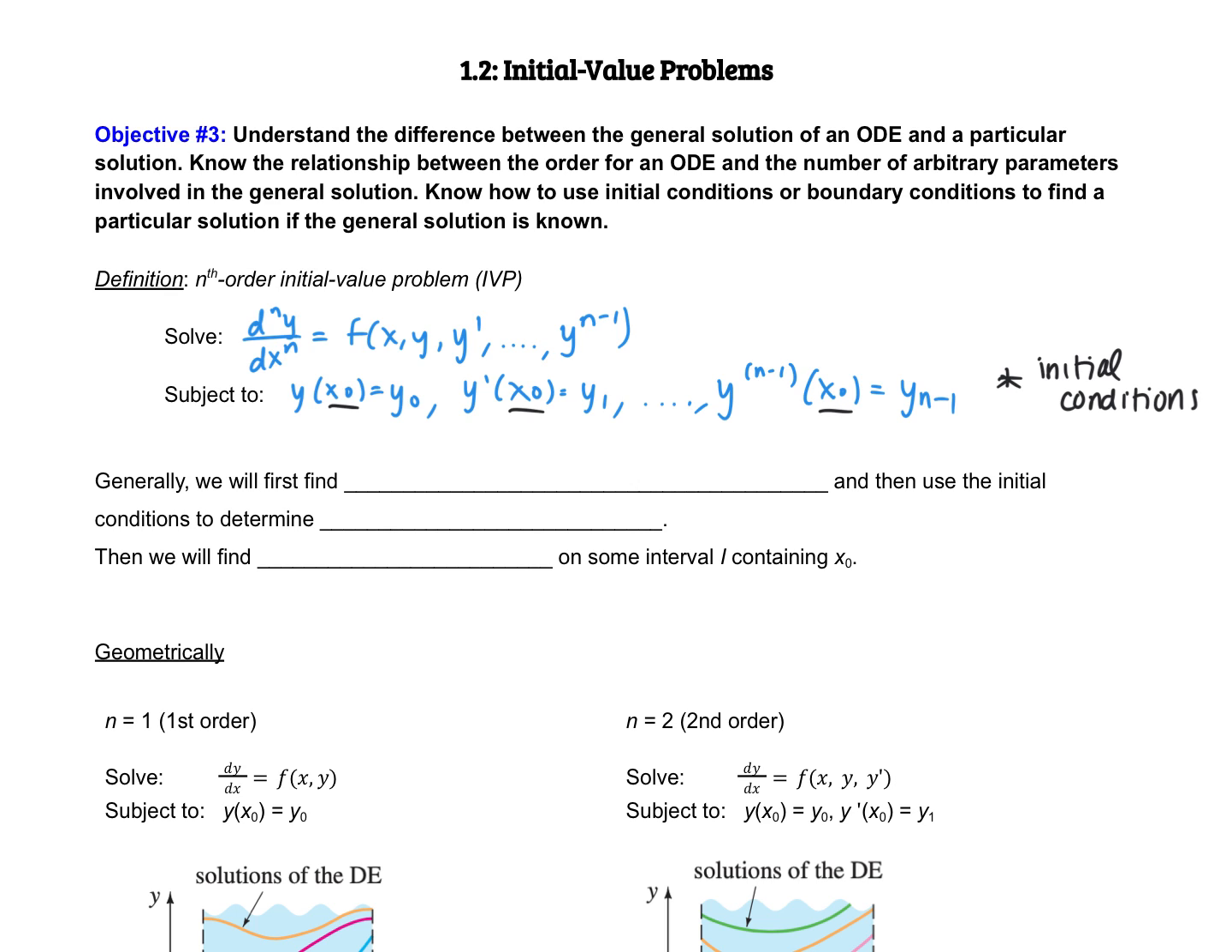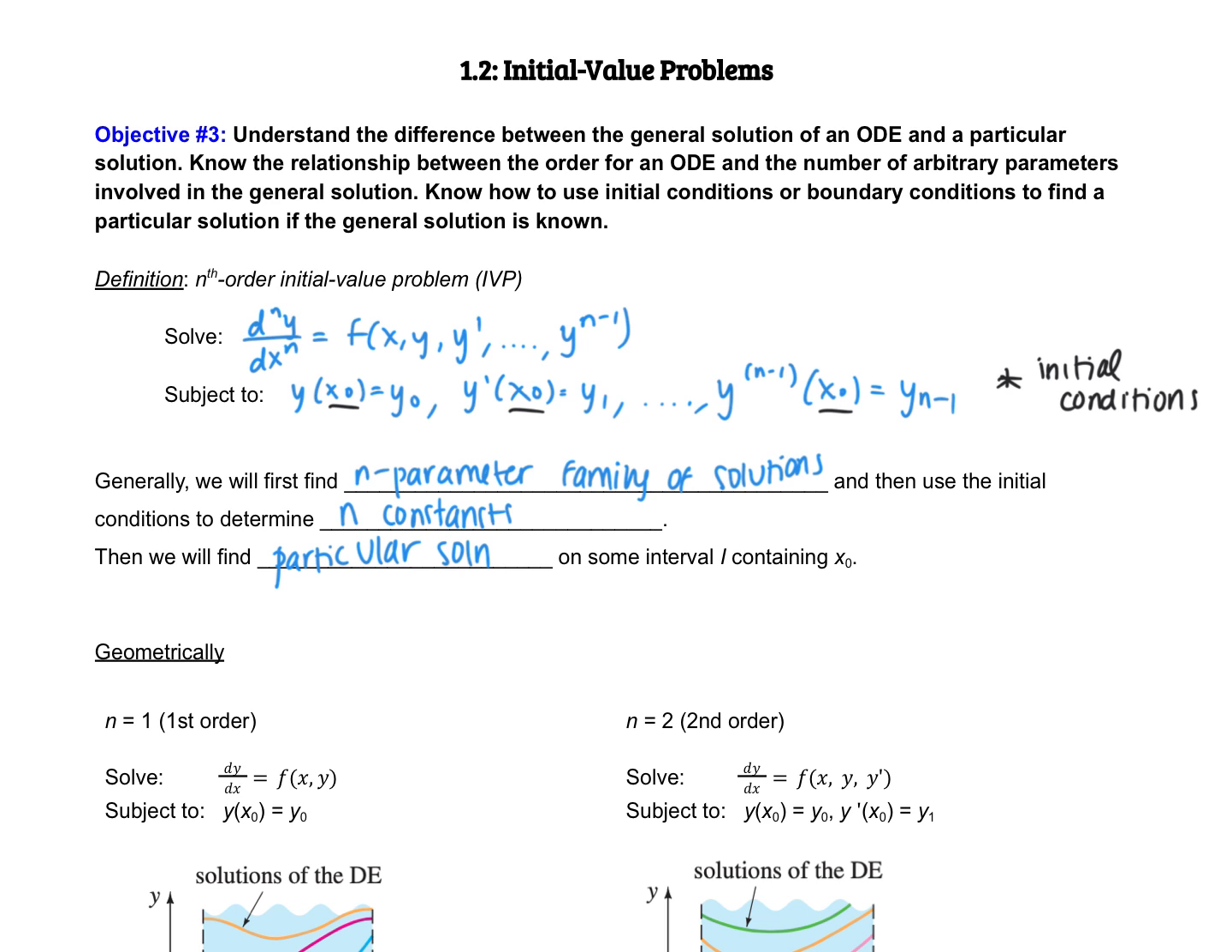So in this class, we are going to be solving these initial value problems. Generally, we will first find an n parameter family of solutions. And then we're going to use the initial conditions to determine those n constants. Lastly, we will find the particular solution on some interval I that contains that x naught.